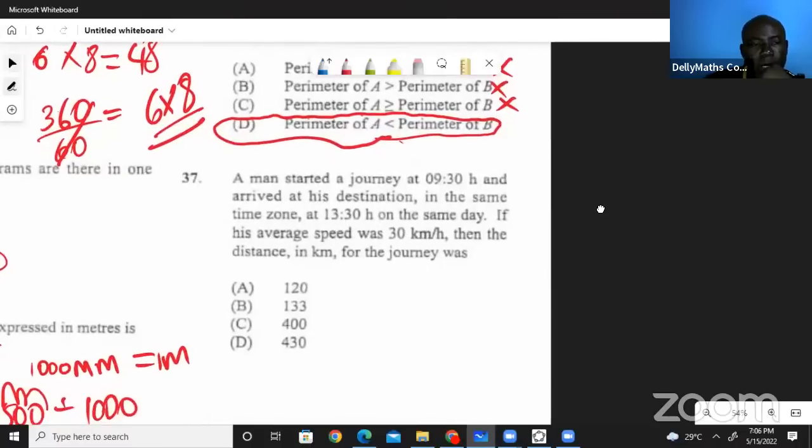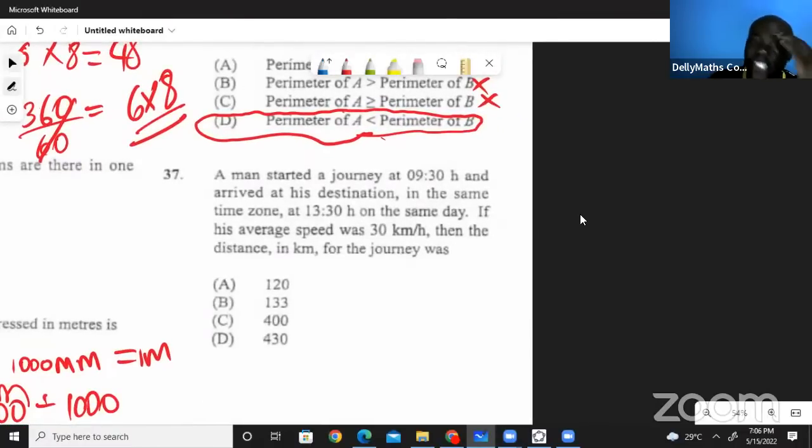Number 37. Number 37 says a man starts a journey at 9:30 and arrived at his destination in the same time zone at 13:30. All right, so this is like 9:30, 10:30, 11:30, 12:30, 1:30. So that's like a 4 hour journey. If you really check this out, you're talking about 4 hours. Now, the time is 4 hours.